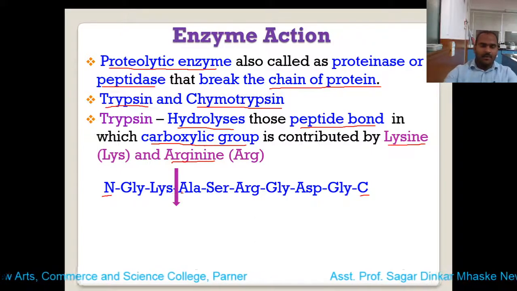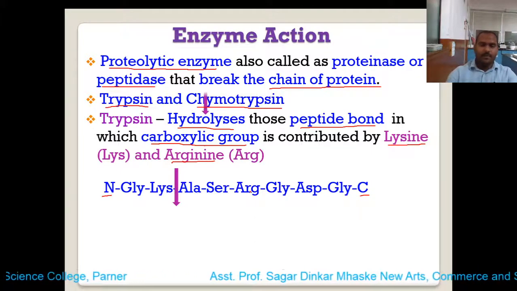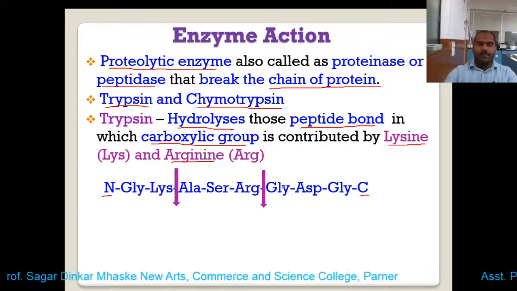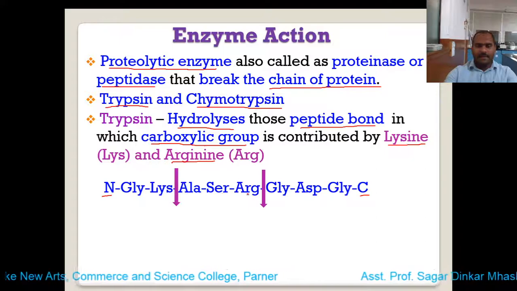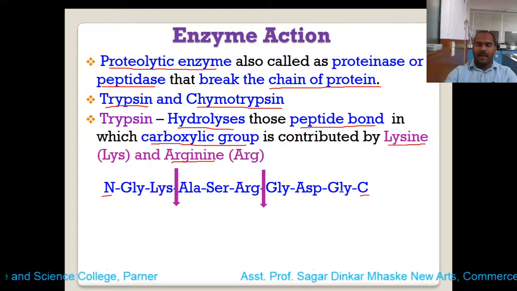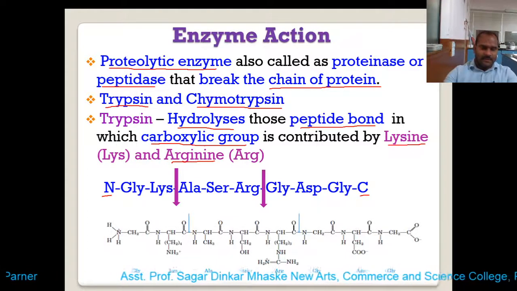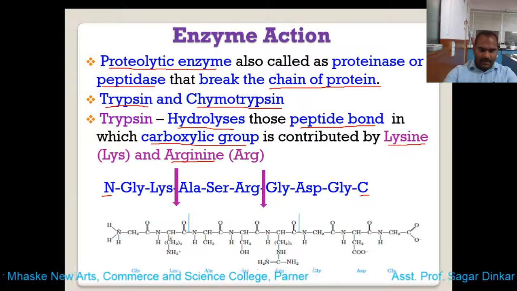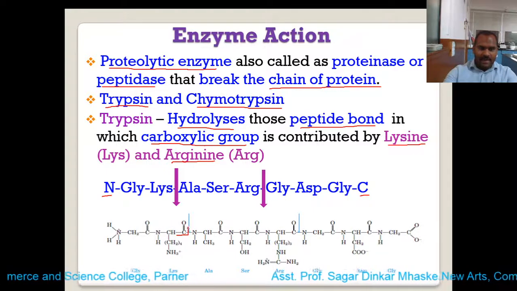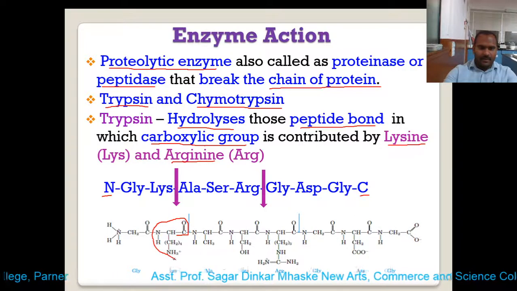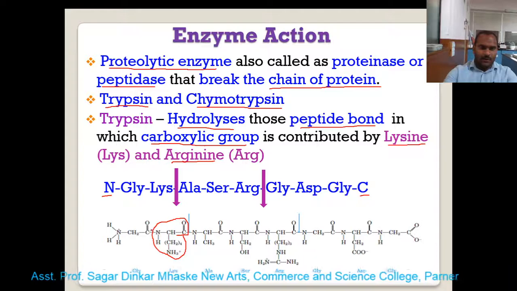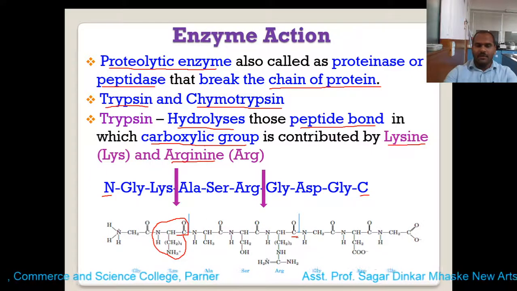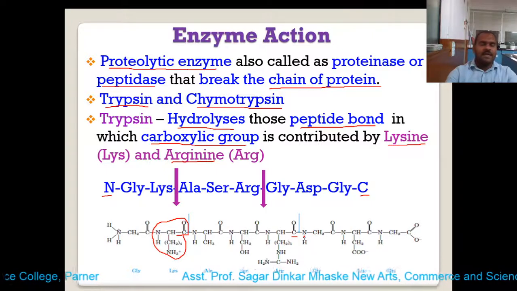Then secondly, we go for the breakage after alanine, serine, arginine. So it will break on the right hand side of the arginine. This gives the formation of three polypeptides: glycine, lysine, alanine, serine, arginine, and lastly glycine, aspartate and glycine. If you look at the structure here, which is the same as this polypeptide, you can understand why on the right hand side the carbonyl group is contributed by the lysine. That's why it breaks here, not here, because here the amino group is contributing. Similarly, here also arginine is contributing the carbonyl. Therefore, here we have the breakage. So that is the action of trypsin.